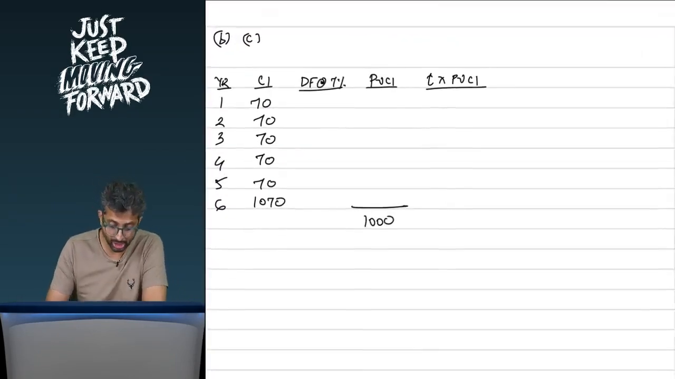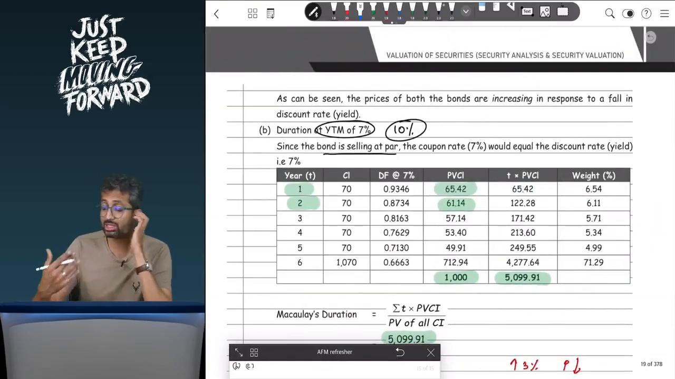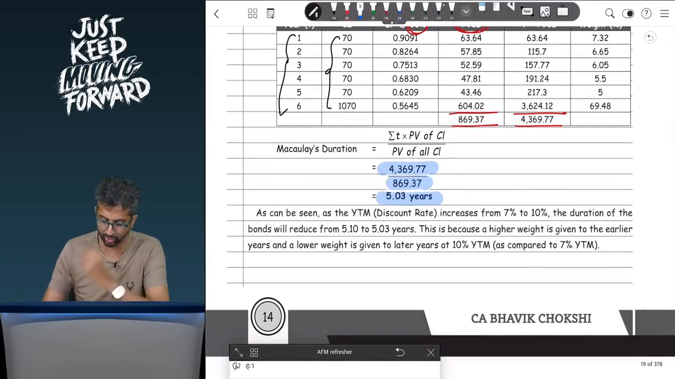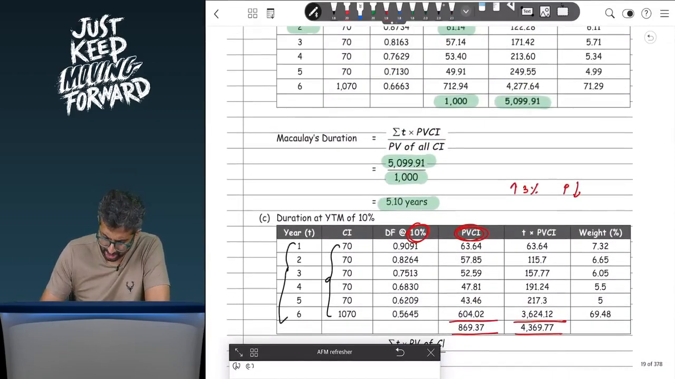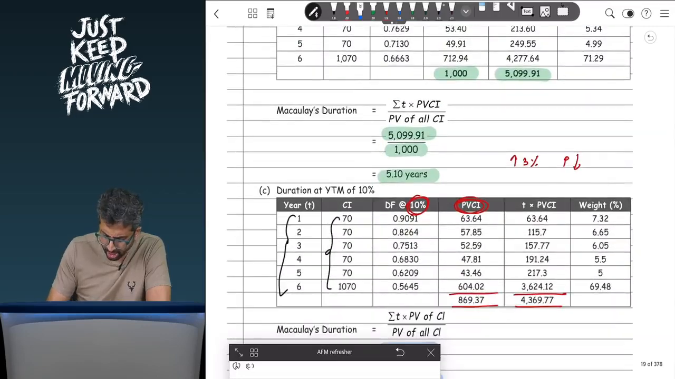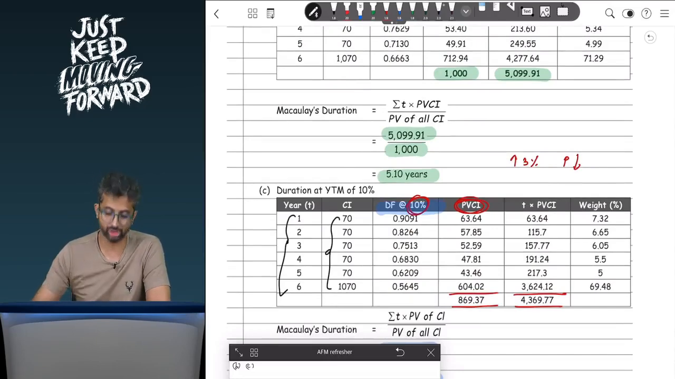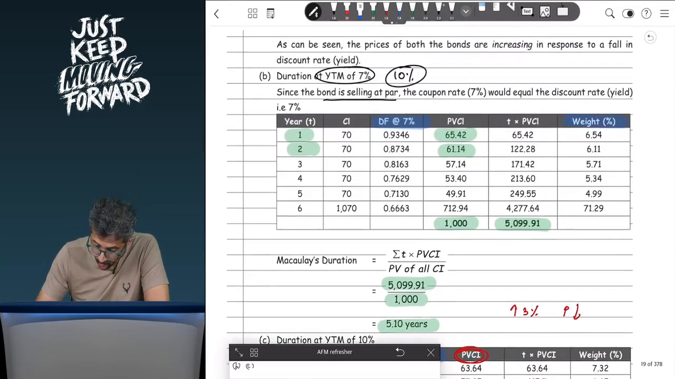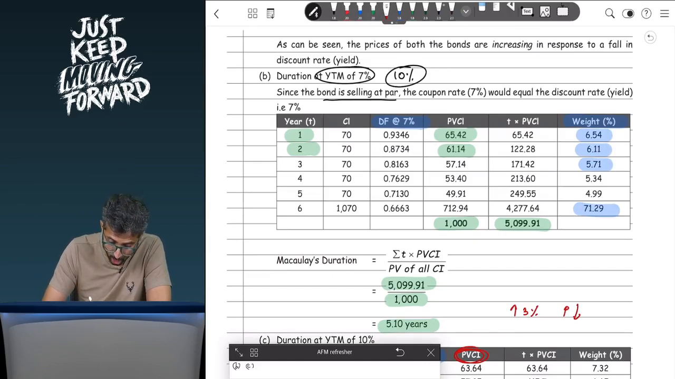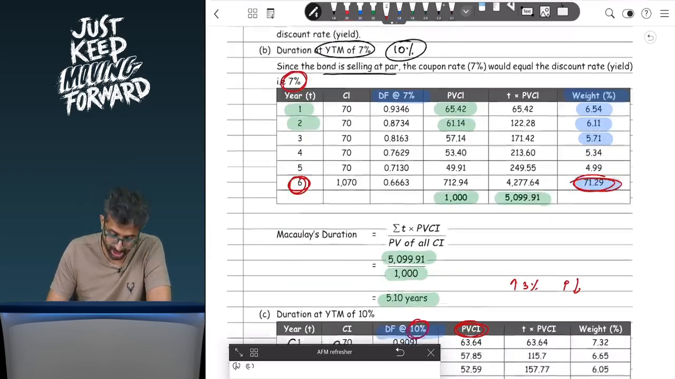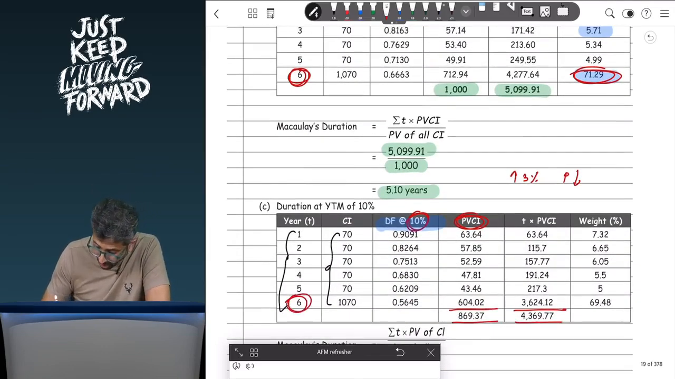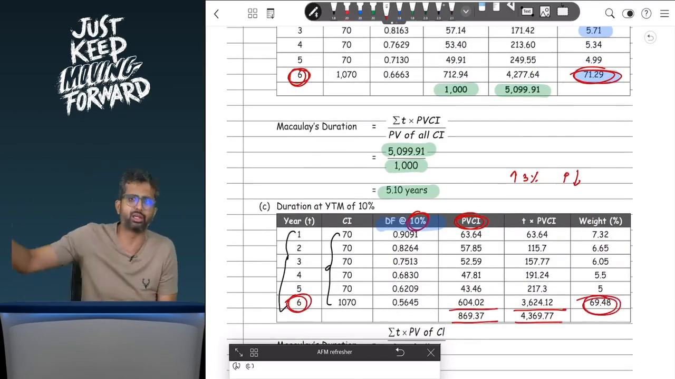Why is the duration changing? The duration is actually changing because the yield is changing. If the yield had remained the same, the duration would not have changed. So this is the reason. What this does is it changes the proportion. Mathematically, at a 7% discount rate, the weight of the sixth year was based on 71.29, but now at a 10% discount rate, the weight of the last year is only 69. So the weight of the later years is falling.